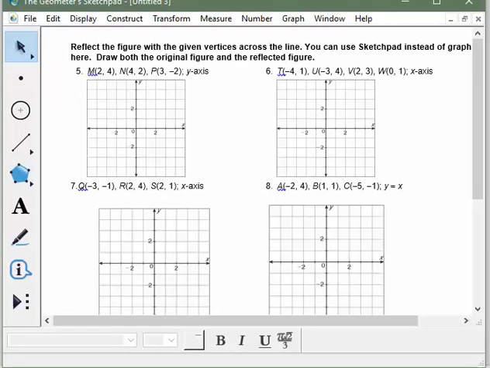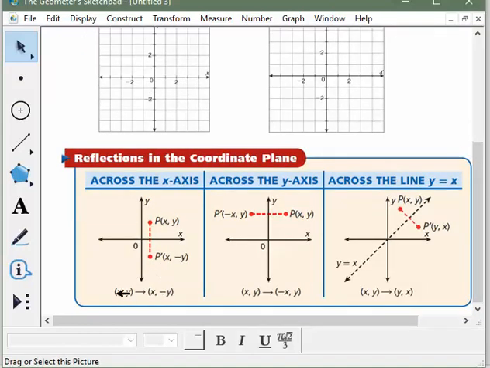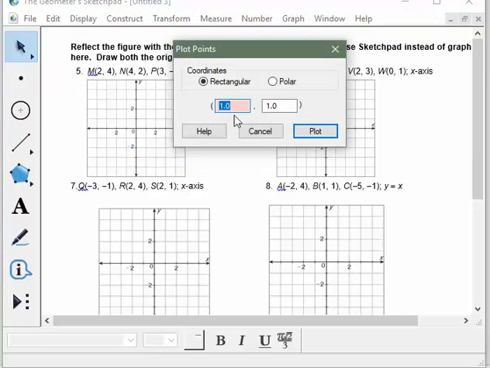I'm going to show you how to do one of these problems in Sketchpad. So here's the problems here, and I'll do number 7. So the rule for number 7 is that to reflect across the x-axis, we will keep the x coordinates the same and change the y coordinates to the opposite. All right, so I'm going to go to Graph, Plot Points, and I'll hide this after I get the problem on here. So my first point is -3, -1.